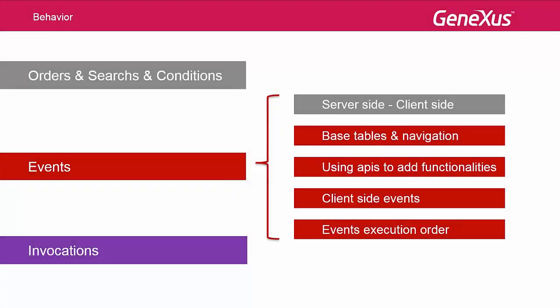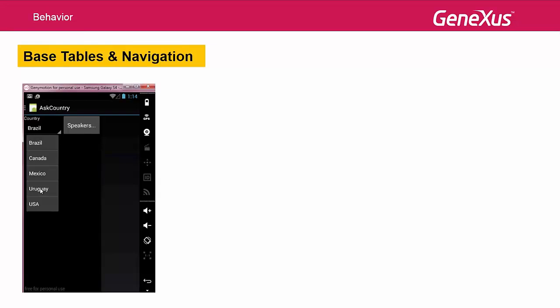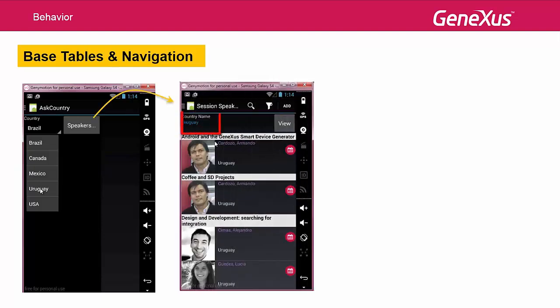Due to their importance, let's review what base tables do and the navigations of GeneXus objects for smart devices. Here is an example where from a panel for smart devices, Ask Country, we select a country through a dynamic combo box, Uruguay for instance. And then we call another panel for smart devices, which will show the name of that country and all the speakers from that country grouped by session.